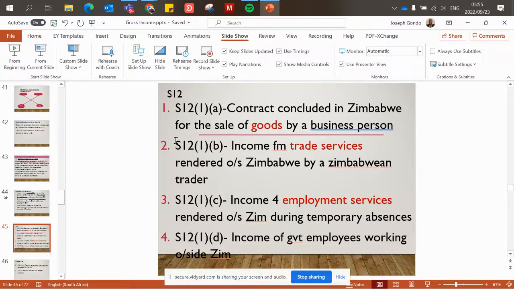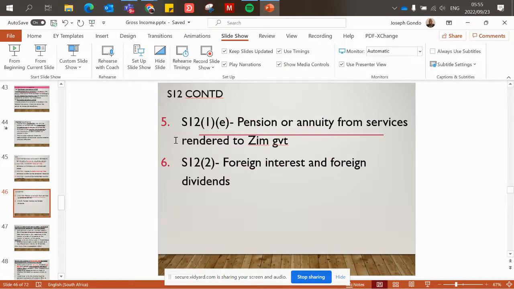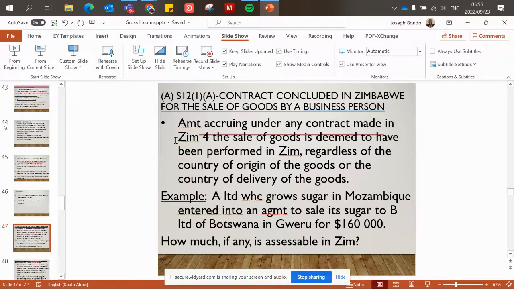So the deeming source provisions apply on contracts concluded in Zimbabwe for the sale of goods by a business person, income from trade services rendered outside Zimbabwe by a Zimbabwean trader, income for employment services rendered outside Zimbabwe during temporary absences, income of government employees working outside Zimbabwe, like those that are working in embassies. Then pension annuity from service rendered to Zimbabwe government, and foreign interest and foreign dividends. Number 6 is very important and highly examinable.